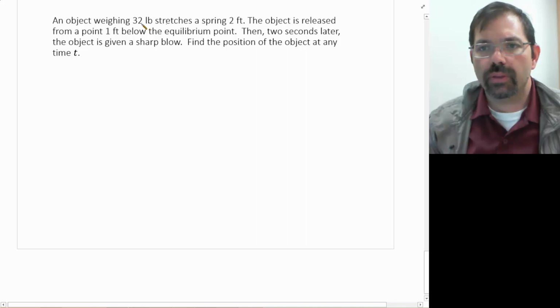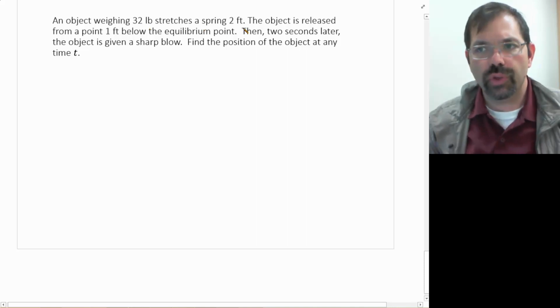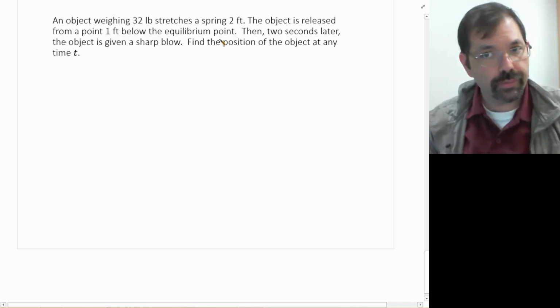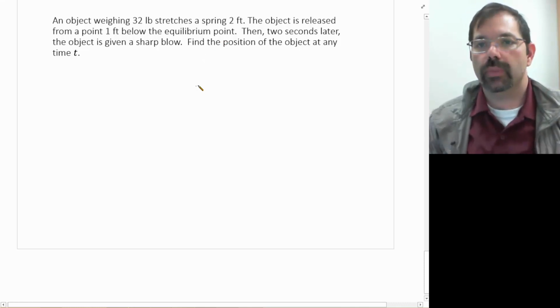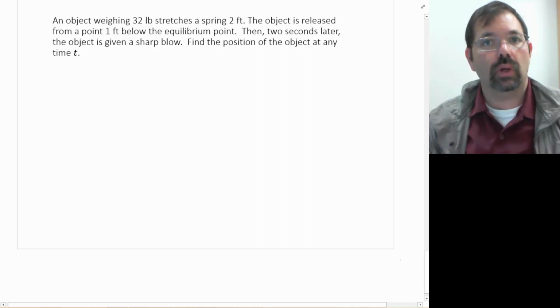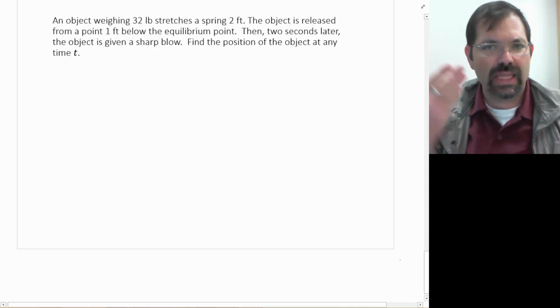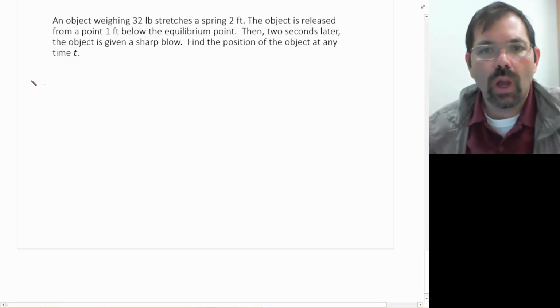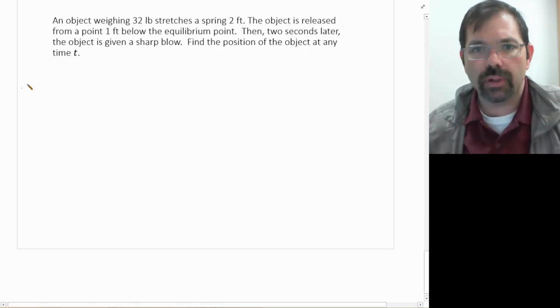All right, we have an object weighing 32 pounds, stretching a spring 2 feet. The object is released from a point 1 foot below the equilibrium. 2 seconds later, the object is given a sharp blow. So it's allowed to start motion, and then it's hit. All right, so then what happens? Let's see what we have here.